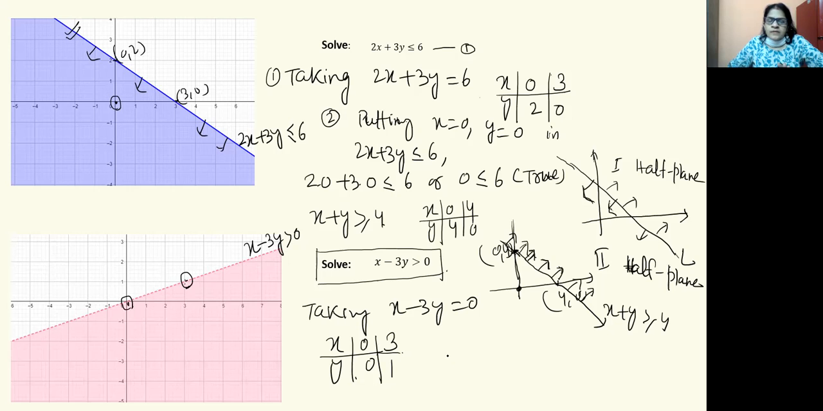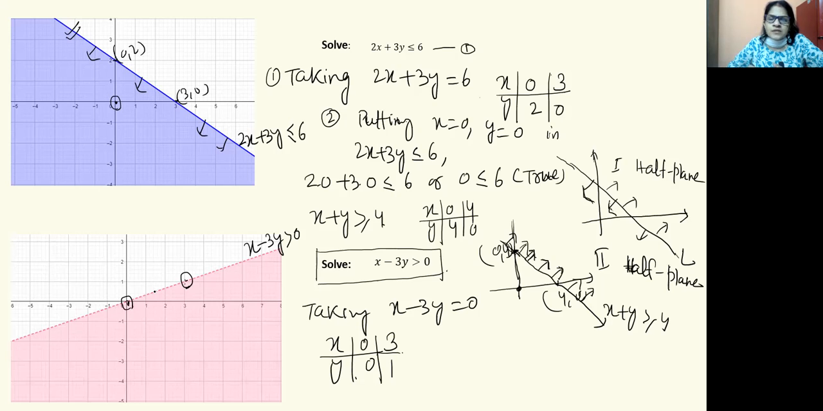Second thing we have to see, here the line passes through origin. So when the line passes through origin, obviously origin will satisfy the equation. But here origin cannot be taken as landmark. The line divides the plane into two equal halves, but the line passes through origin. So to get the solution region, we have to take any point other than origin.